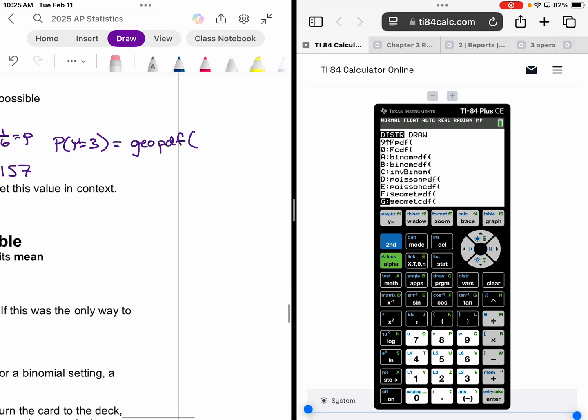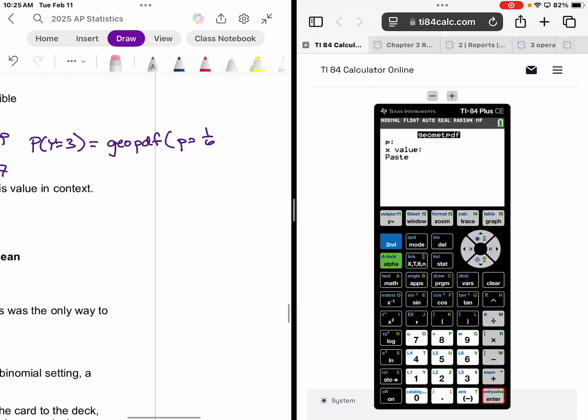And so when I choose geometric PDF, notice I don't have as many things I have to type in. We have to type in the P, which will be 1/6. And then now we type in, when are we having our first success? This is where y is equal to 3. So just do 1 divided by 6. Just type in the fraction, 1 divided by 6. Don't turn it into decimal. If you do turn it into decimal, you're going to have to go like 0.1666666666 to trick it into thinking it's a repeating decimal. And then my value is 3.